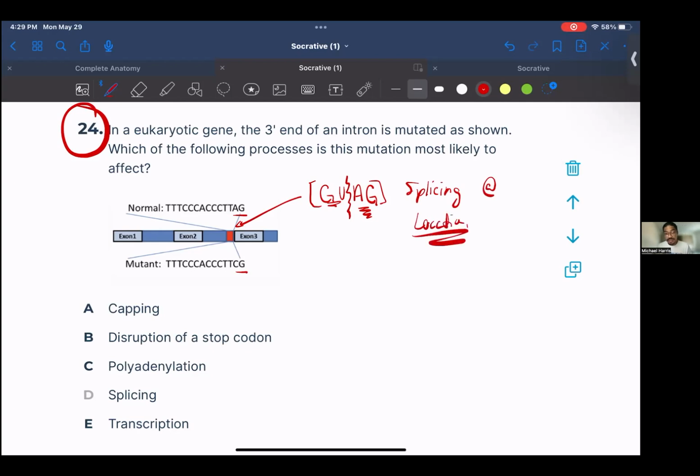What's the function of splicing? What does splicing do? Yes, so it allows you to remove the introns from the mRNA. Okay? So the only thing you have left is the exons, which then become the protein. Okay?